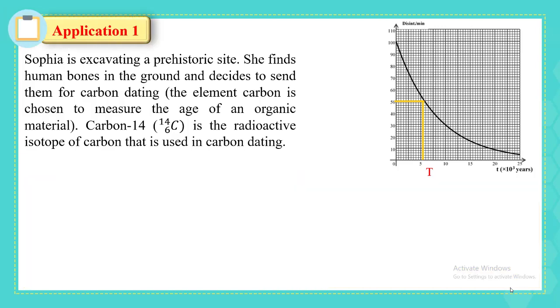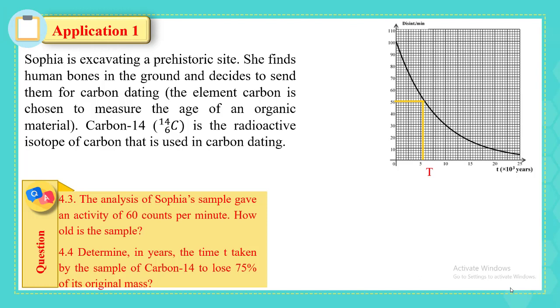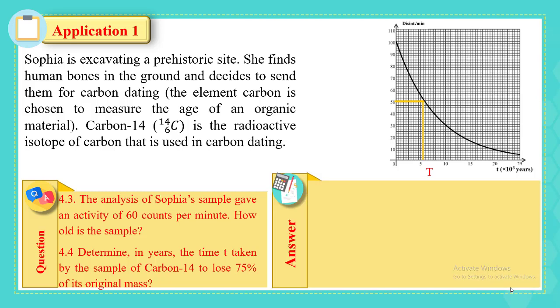In part 3, we have to determine the age of the sample when the activity is equal to 60 counts per minute. Easy question. From the graph, the time taken to decay to a value equal to 60 disintegrations per minute is approximately equal to 4.7 times 10 power 3 years.